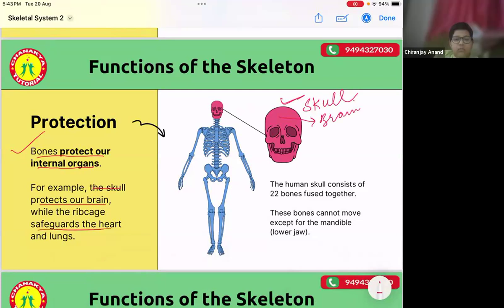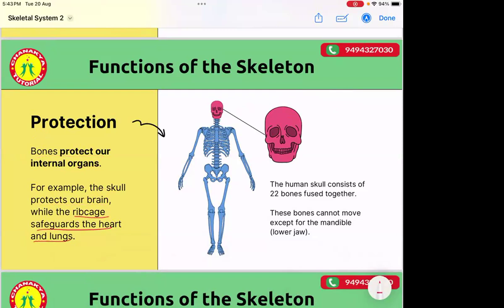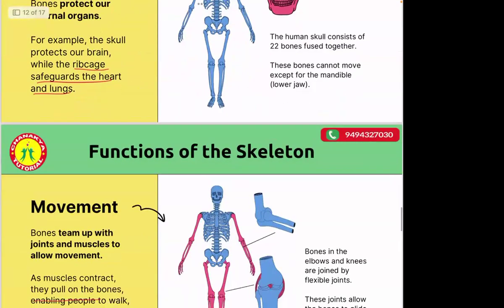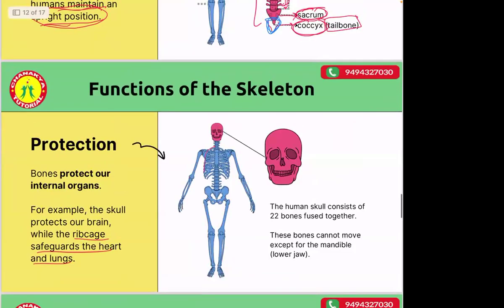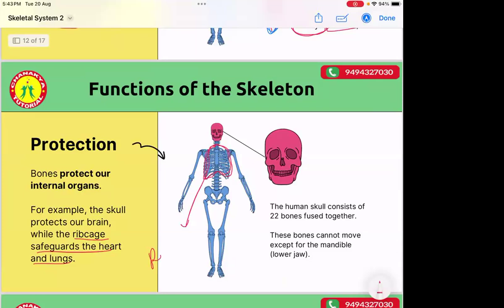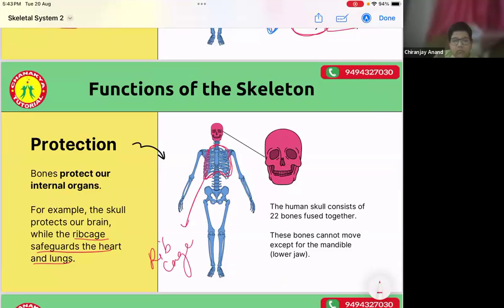While the rib cage safeguards the heart. So this rib cage, what will it be doing? It will be protecting the heart. This structure is the rib cage, and it will be protecting the heart and lungs. Fine.